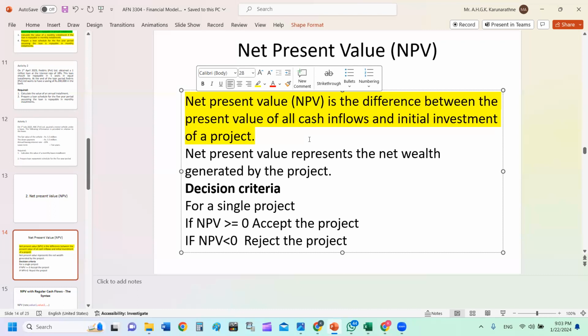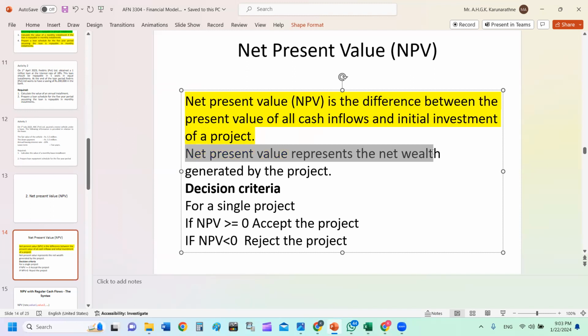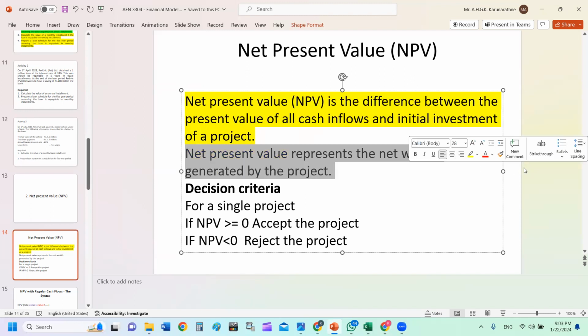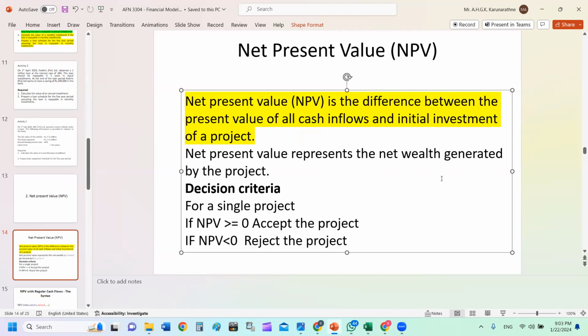Assuming your initial investment is an outflow, and in the future you generate cash inflows. The net present value represents the net wealth generated by the project over the years. If the net present value is positive, it implies how much wealth you generate right now. If the NPV is negative, it represents the amount of wealth you destroy right now as a result of signing the agreement with the project.